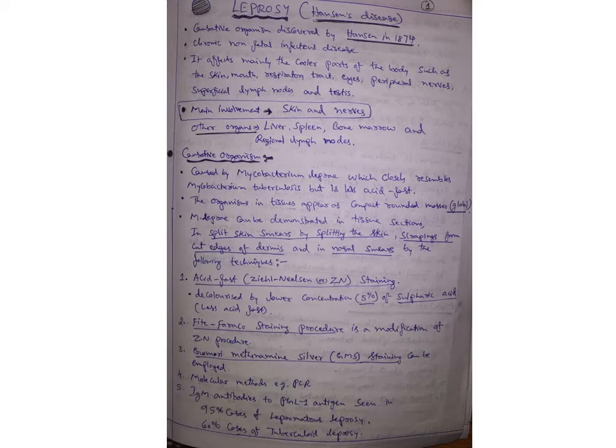The second test is the Fite-Faraco staining procedure, a modification of the ZN procedure. The third test is Gomori methenamine silver, GMS staining, which can be employed. The fourth is molecular methods, that is, polymerase chain reaction can be used to identify the microorganism. The fifth is IgM antibodies to PGL-1 antigen, seen in 95% of cases of lepromatous leprosy and 60% of cases of tuberculoid leprosy. So there are two types of leprosy, lepromatous and tuberculoid. Both can be identified by IgM antibodies to PGL-1 antigen.